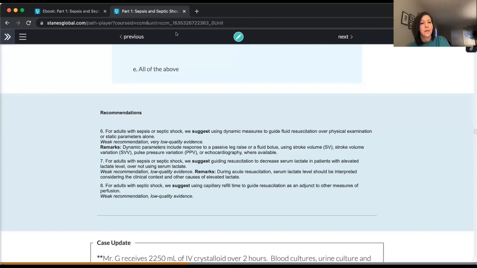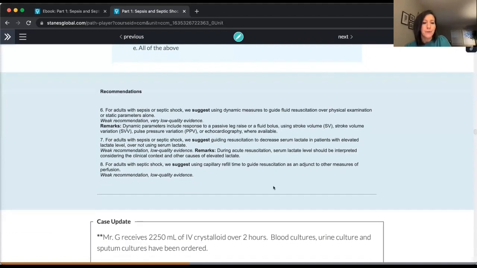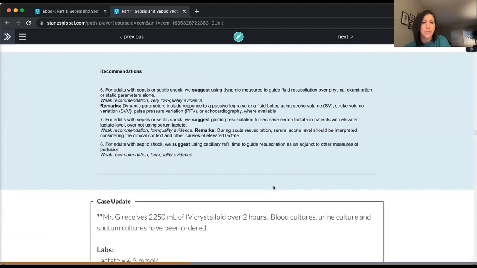Thank you. So the last recommendation, number 8 in this box, we suggest using capillary refill time to guide resuscitation as an adjunct to other measures of perfusion. So capillary refill time should be 2 seconds or less.